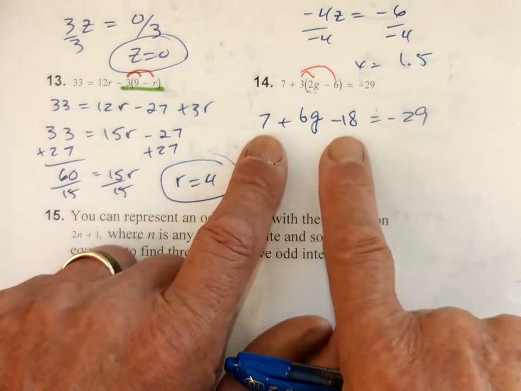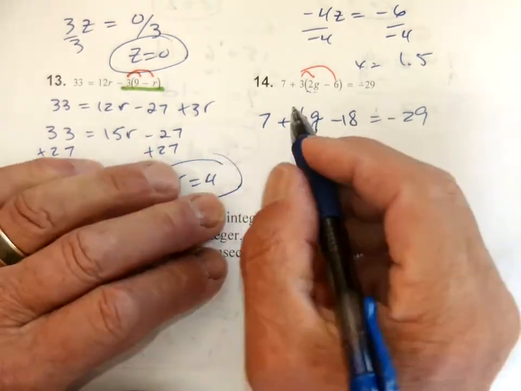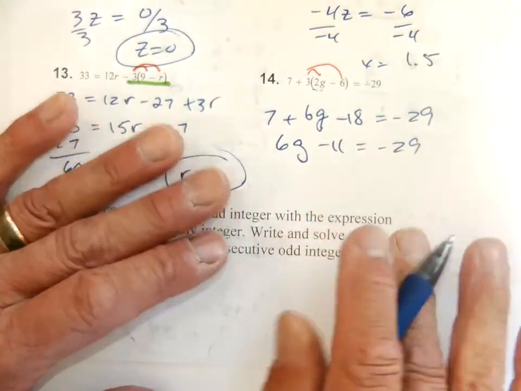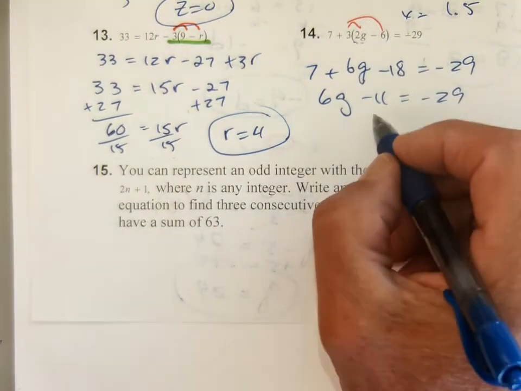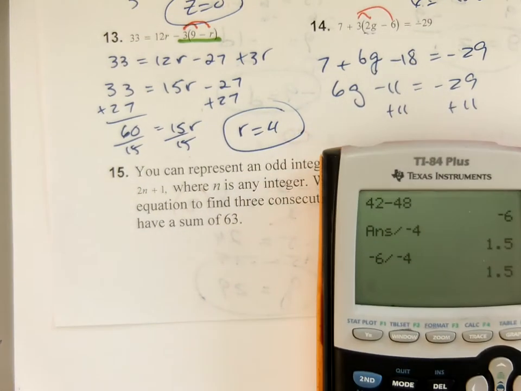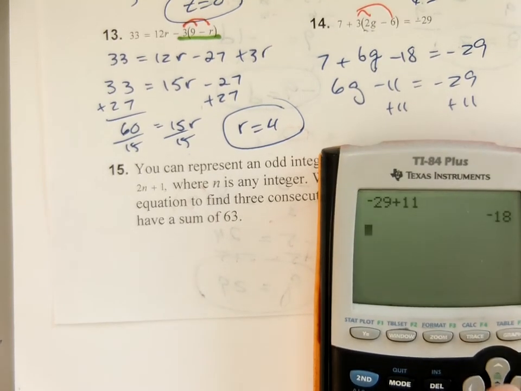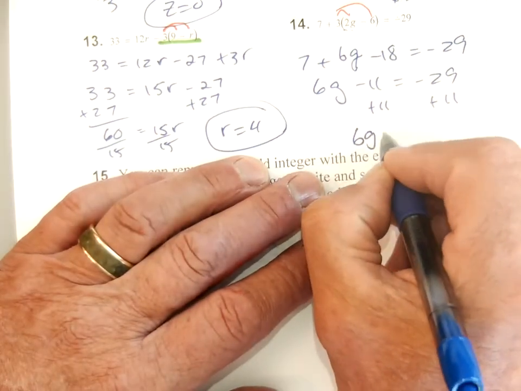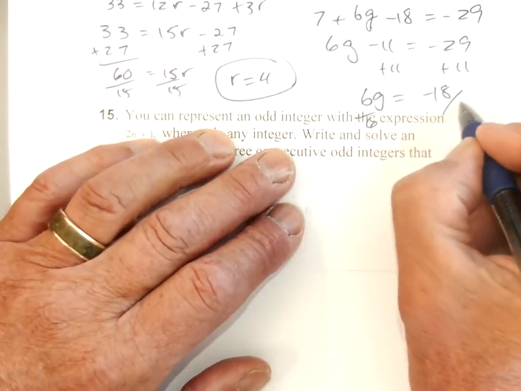And then I'm going to tidy it up, okay? Negative 11. That's negative 11. So I'm going to have a 6g minus 11 equals negative 29. Plus 11, right? Okay, again, if you have a hard time with positive negatives, just use a calculator. Negative 29 plus 11, okay? Negative 18. 6g equals negative 18. Divide by 6.